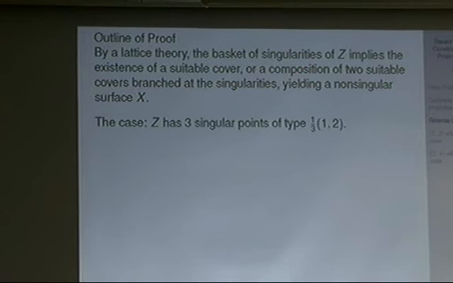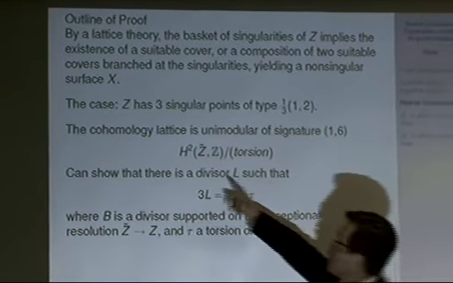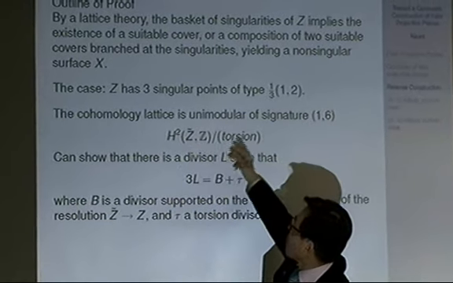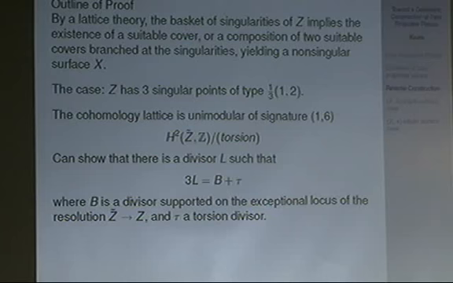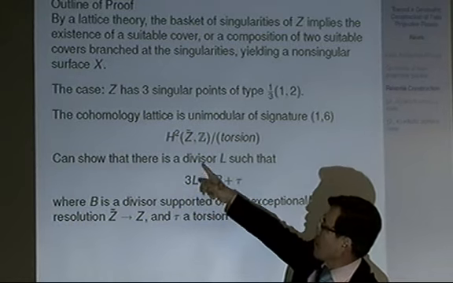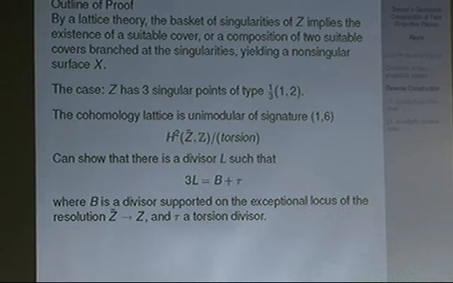Say this is the first case: Z has 3 singular points of type 1/3(1,2). The cohomology lattice is unimodular of signature (1,6). So usually, in general, this contains some torsion. If you mod out torsion, then this is the lattice, a free Z-module with intersection form, which is unimodular by Poincare duality. And one can show that there is a divisor L such that 3 times L, in divisor notation, or just line bundle notation, L tensor 3 is equal to a certain divisor B supported on the exceptional locus of the resolution plus the torsion divisor tau. This is purely a lattice theoretic argument.